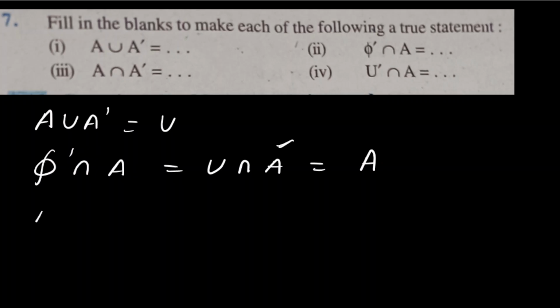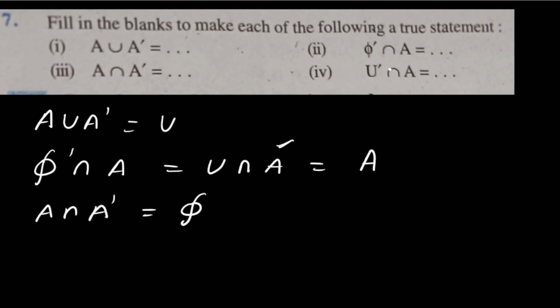Part third, A intersection A complement. A and A complement are both disjoint sets. They don't have even a single common element. So disjoint sets' intersection is always an empty set. So A intersection A complement is equal to phi, the empty set.